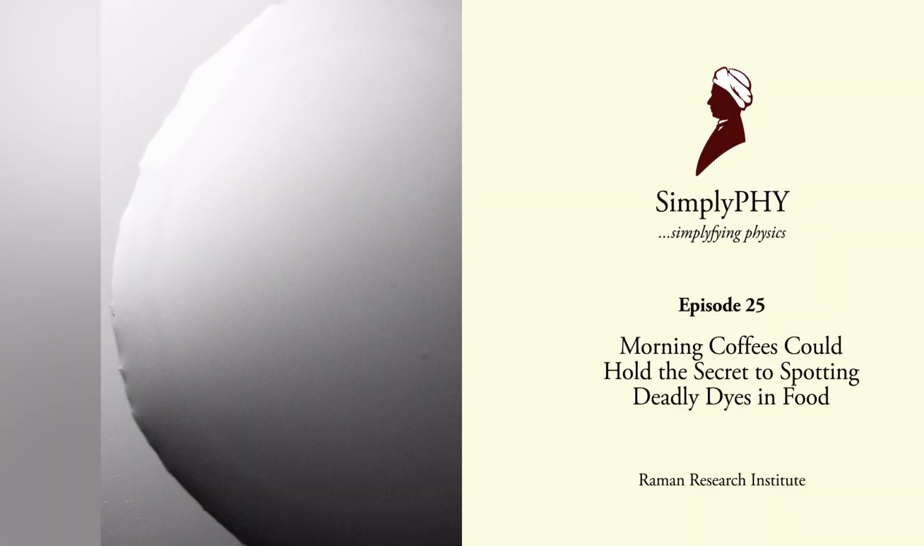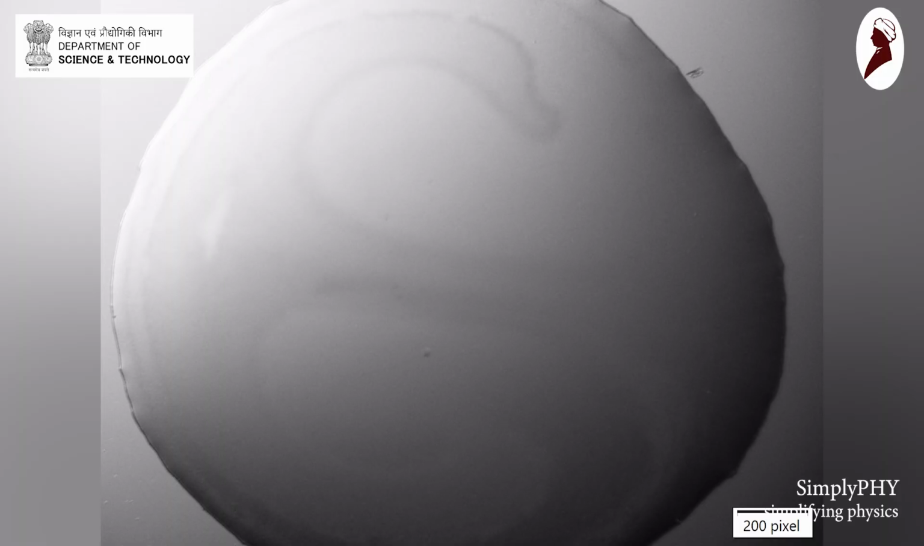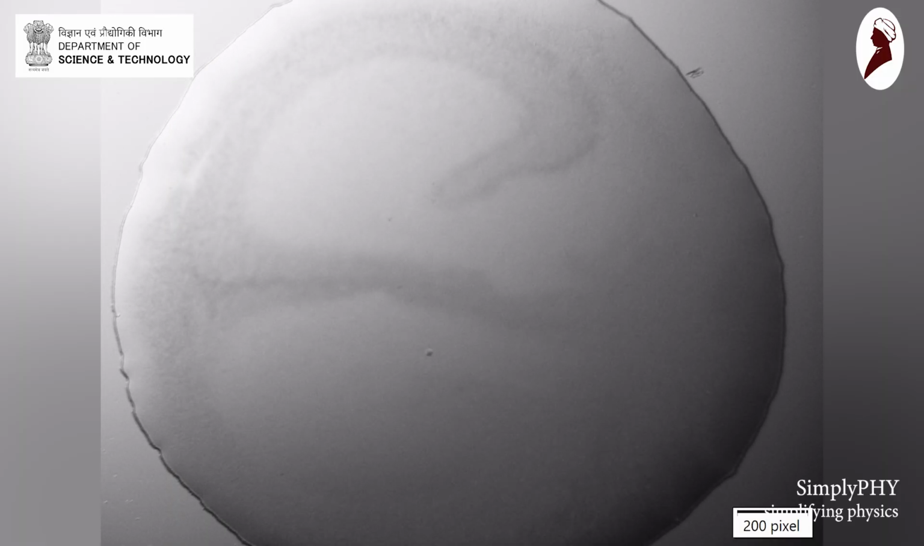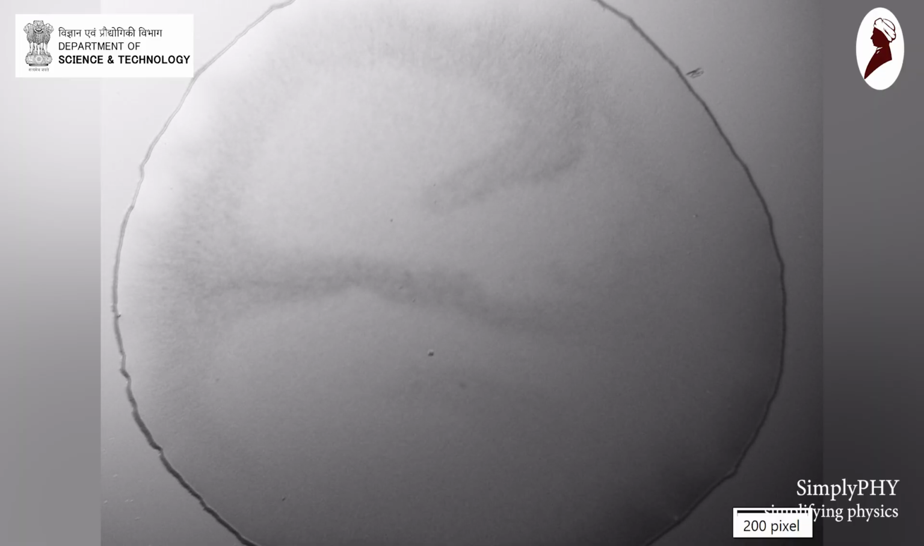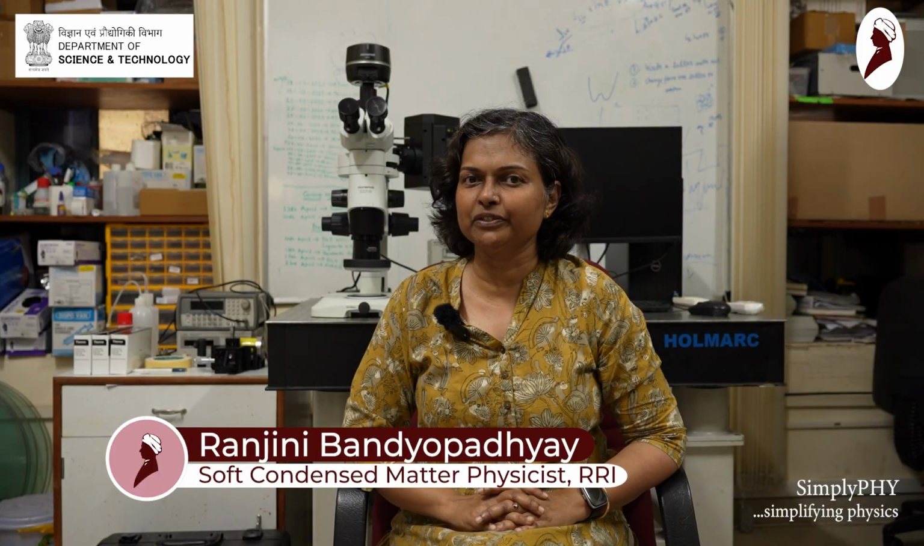How can the formation of a coffee stain be helpful in detecting toxins in concentrations as low as 1 part per trillion? When a colloidal droplet dries, it forms these fascinating patterns that are due to a complex combination of many factors such as colloid-colloid interaction and colloid-substrate interaction. This is called the coffee stain effect, even if there is no coffee involved.